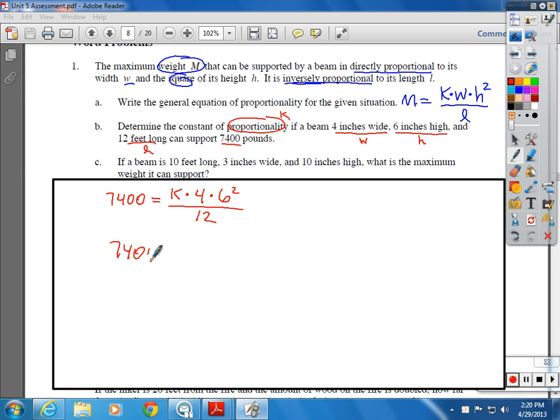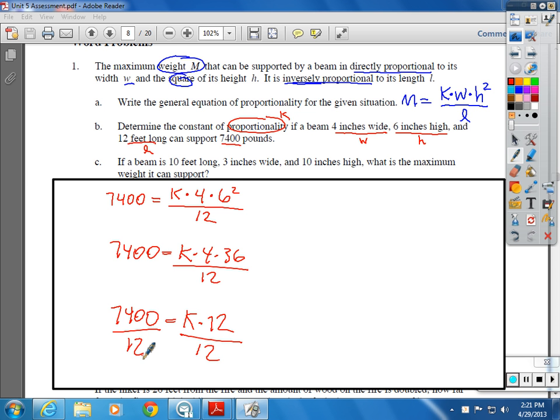So 7,400 equals 36 times 4 divided by 12. Okay. So that's going to be K times 36 divided by 12 is just 3, right? So 4 times 3 is 12. So K times 12. Divide both sides by 12. Okay. So K ends up equaling, let me get there, 5, 20 is 1, so it's 51, 500, no, 50.